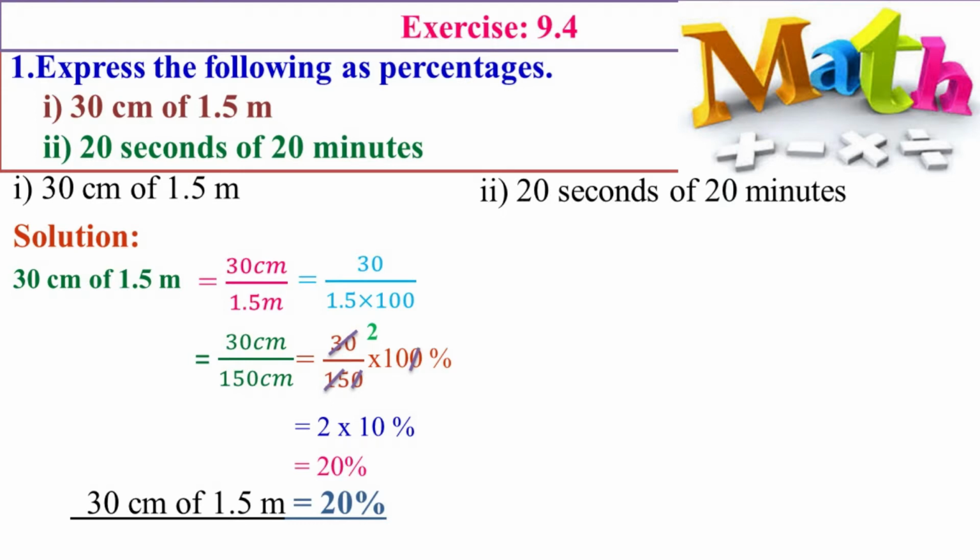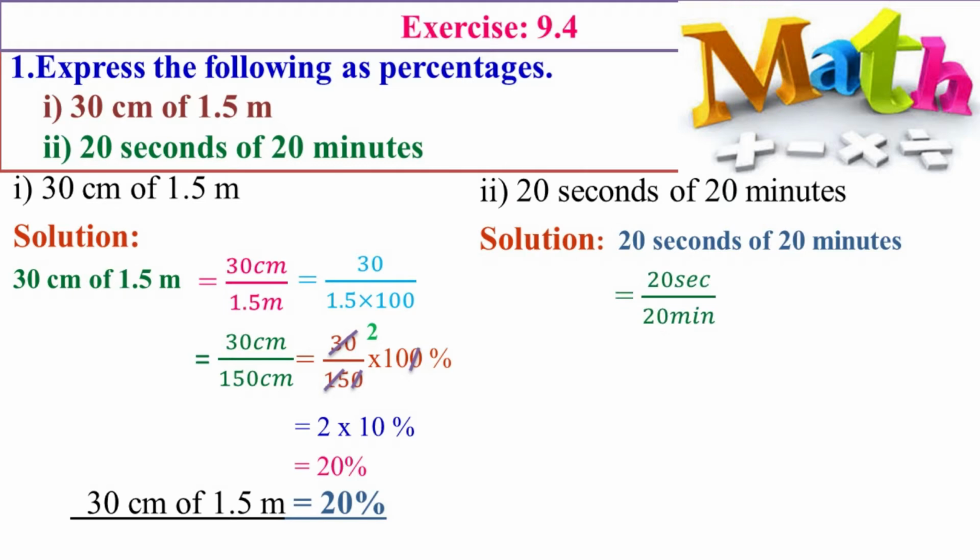20 seconds of 20 minutes. Same as the first sum. Okay. Let us find the solution. The question is 20 seconds of 20 minutes. We have to write it in the fraction form first. That's why 20 seconds divided by 20 minutes. Same as the previous sum, here also unit differs. We have to convert it into the same unit.